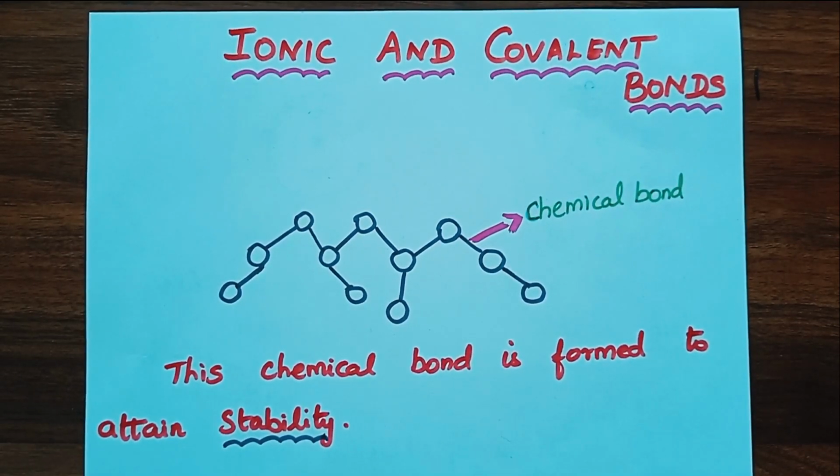Today's topic is ionic and covalent bonds. In this topic, we are going to see how ionic and covalent bonds are formed and why they are formed, and we're going to see different types of chemical bonds.